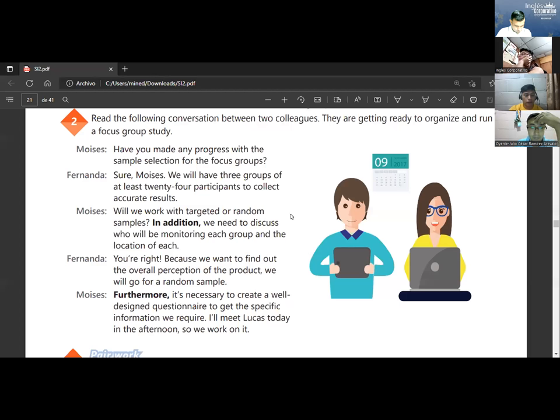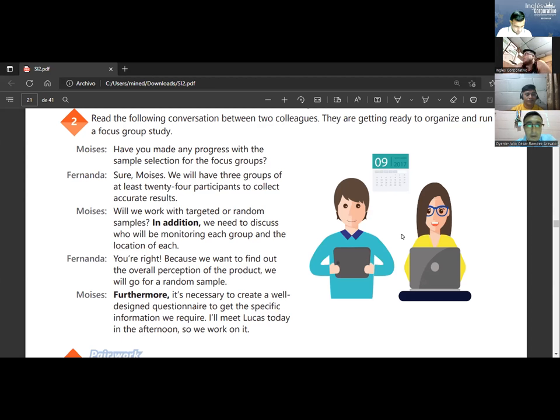Per section of the product, we will go for a random sample. Furthermore, it's necessary to create a well-designed questionnaire to get the specific information we require. I'll meet Lucas today in the afternoon, so we work on it.